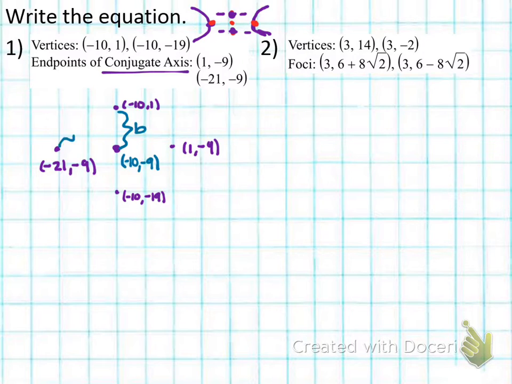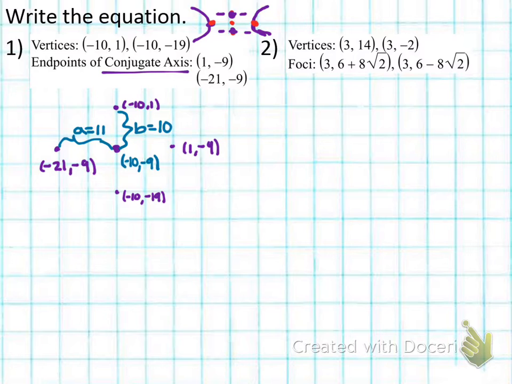I could also find b and a here, right? b is just the vertical distance, so between the center and, in this case, a vertex there. I see I go from negative 10, comma negative 9 to negative 10, 1. So I go up from negative 9 to 1. I know that's 10 units in between there, so b is going to be 10. Okay, and then for a, I'm going from negative 21 to negative 10 on the x, so I'm going 11 units, so that distance is 11.